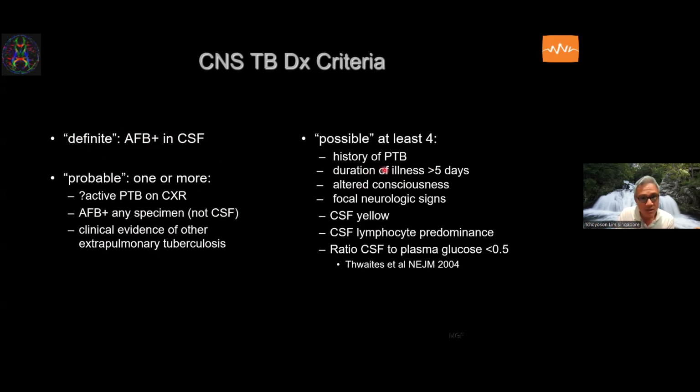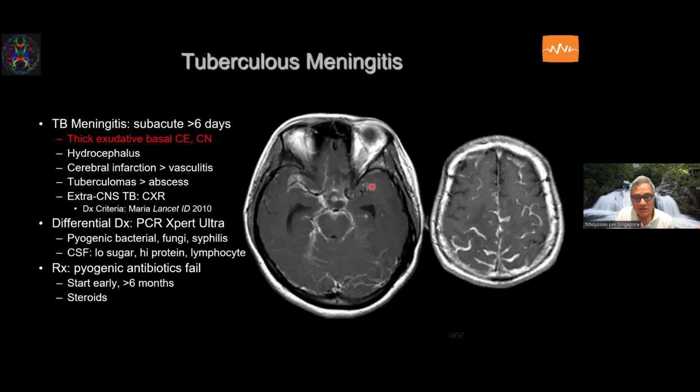Not probable yet, possible. So what are some of the features in imaging that will help us to suspect that we are dealing with TB meningitis? The meninges are very florid in their response to TB. If we see thick exudative basal contrast enhancement, such as you see here, we should think about TB.